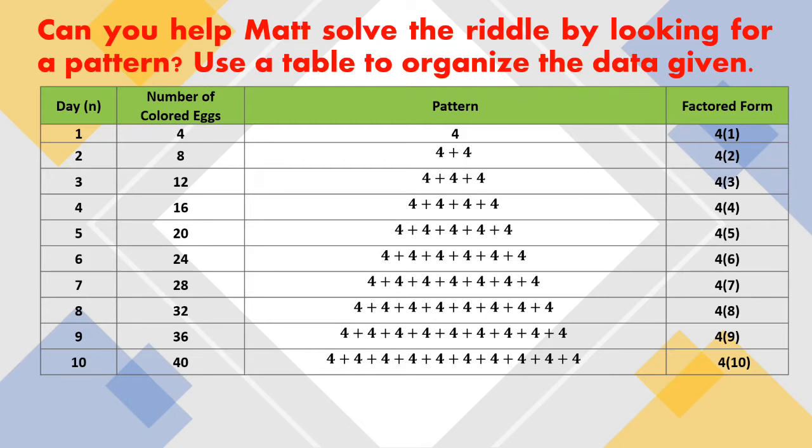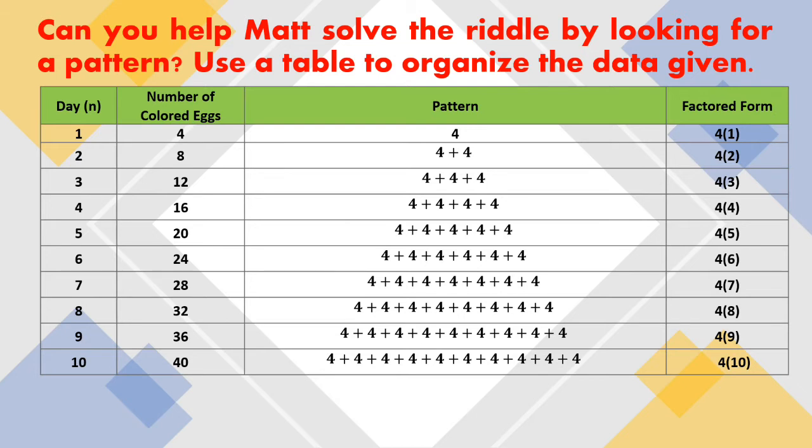On the fourth day, the number of colored eggs collected by Humpty Dumpty is 16, and the pattern is 4 plus 4 plus 4 plus 4. We have noticed that the pattern is addition of 4s to the previous term. So we can say that on day 10, the pattern will be addition of 4 ten times.